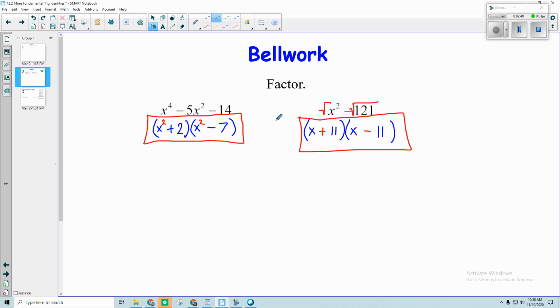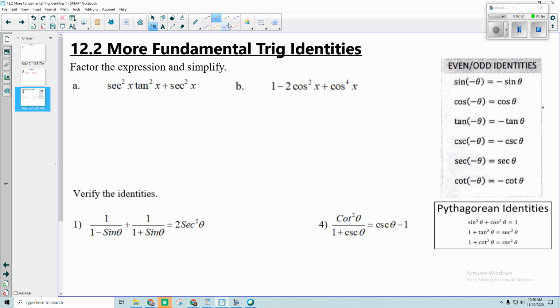So after that quick review, now let's look at some more problems, okay, where we have to simplify these trig expressions. So we're going to use factoring to simplify these first two problems. Again, I would encourage you to pause the video, see if you can come up with the answer yourself, and then you can get started.